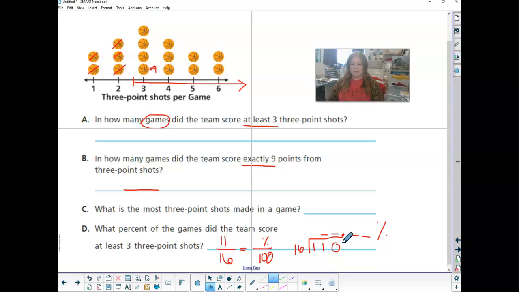zeros. Whoops, I don't have my things lined up. Let me try that again. So 1, 1, 0, 0. So you're going to have something with the 1. Can't go in here, can't go in here. How many times can it go into 110? How many times can it go into that? 2 decimal places. Whew, okay.